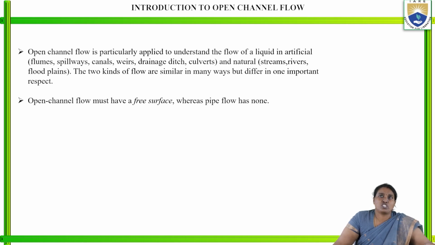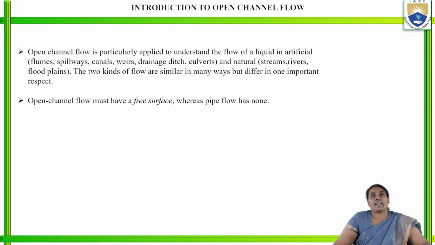availability is there. Artificial and natural flows. We can divide it into these types. So coming to the artificial, spillways, canals, weirs, culverts, ditches, drainages, these are all artificial open channel flows. Natural open channel flow, where we consider as examples, those are streams, rivers, floodplains. These are all examples of natural open channel flows.